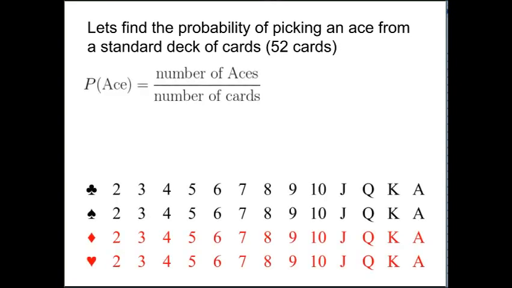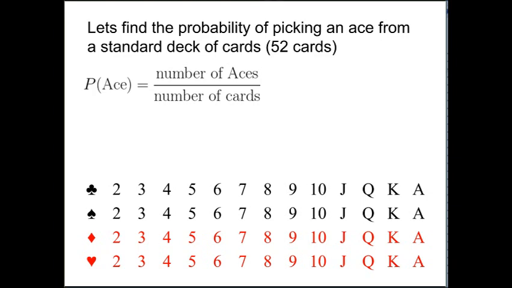So let's go ahead and take a look at this example, and I want to find the probability of picking an ace from a standard deck of cards. And we can go ahead and write that as P, capital P, which stands for probability, and then we'll put ace on the inside because we're going to find the probability of picking an ace, and that's going to be equal to the number of aces divided by the number of cards.